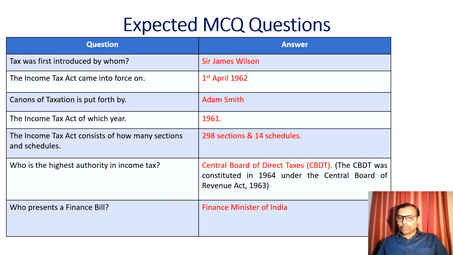And next, who is the highest authority in income tax in India? It is the Central Board of Direct Taxes, CBDT. The CBDT was constituted in 1964 under the Central Board of Revenue Act of 1963. The head office of CBDT is located in New Delhi. Next, who presents a finance bill? The Finance Minister of India. That finance minister has to present the finance bill every year based on consideration of the budget and all. So these are the expected MCQ questions on the topic we discussed till now.